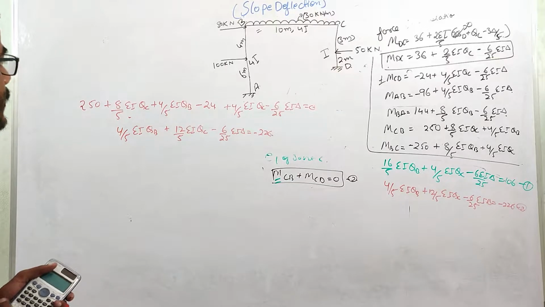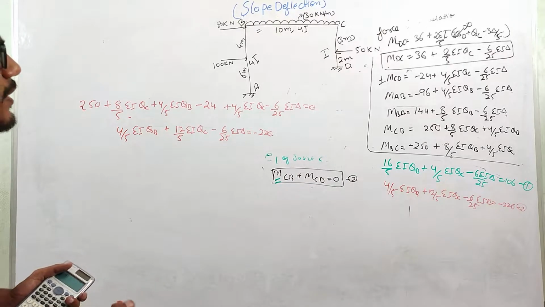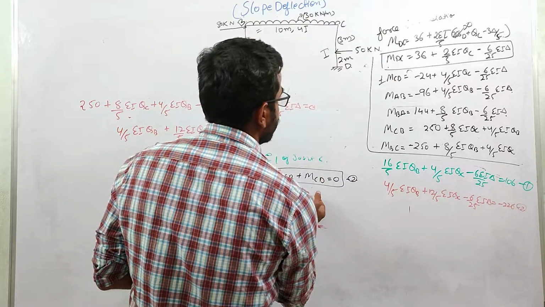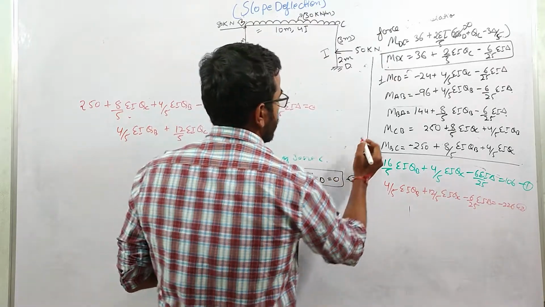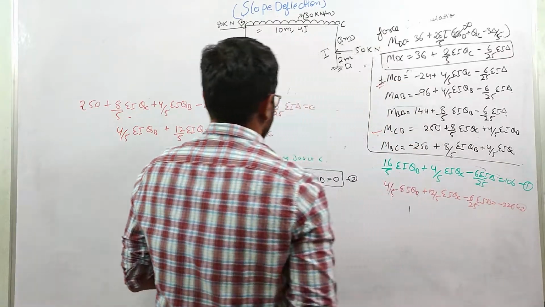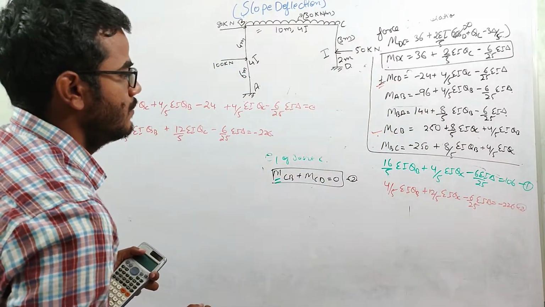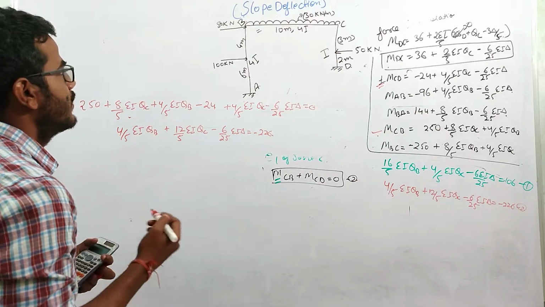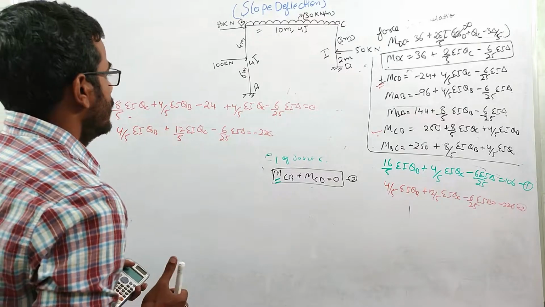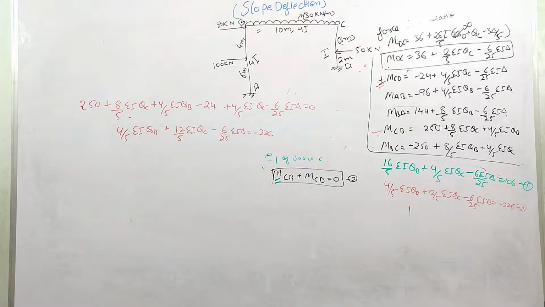Okay guys, so what we did over here, we just put the value of MCB and MCD in this equation. MCB is this one, and MCD is this one. Now we need to have the third equation, which is a very, very important thing. So now let us come to that.